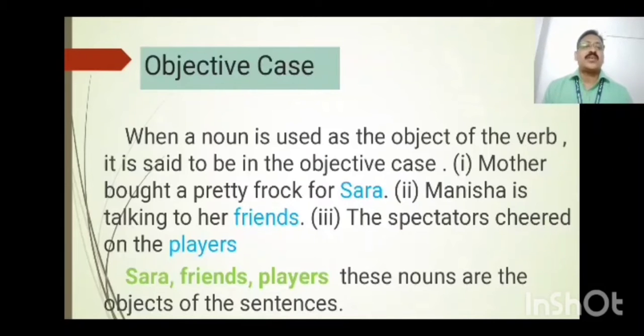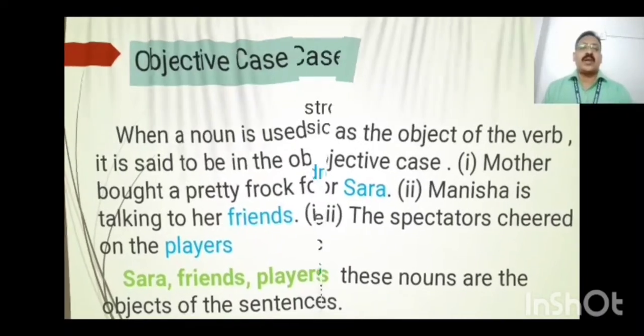Example 3: The spectators cheered on the players. The spectators are cheering to whom? They are cheering to the players. So spectators cheered on the players. The players here are in the object form of the sentence. So in the above sentences, Sarah, friends, players, these nouns are the objects of the sentence. So they are said to be in the objective case. Means the nouns which are in the form of object in a particular sentence are said to be in the objective case. Now we will move on to the third bit.